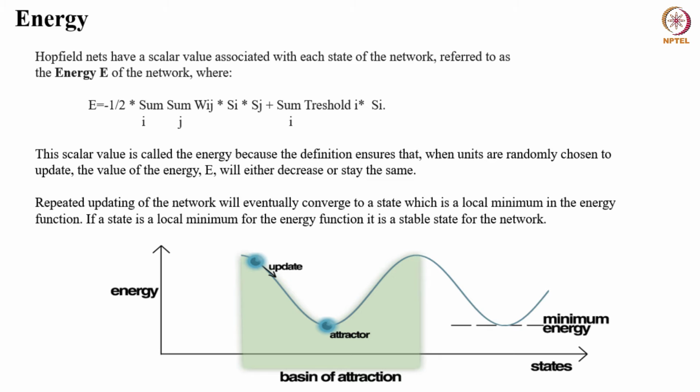I will not prove to you the derivation of this formula. I will simply say that the setup of this formula, called energy, is that it should ensure that this formula will always decrease over time through the updates. So repeated updating will eventually converge to a state which is a local minimum in the energy function. If a state is a local minimum for the energy function, it is a stable state for the network.